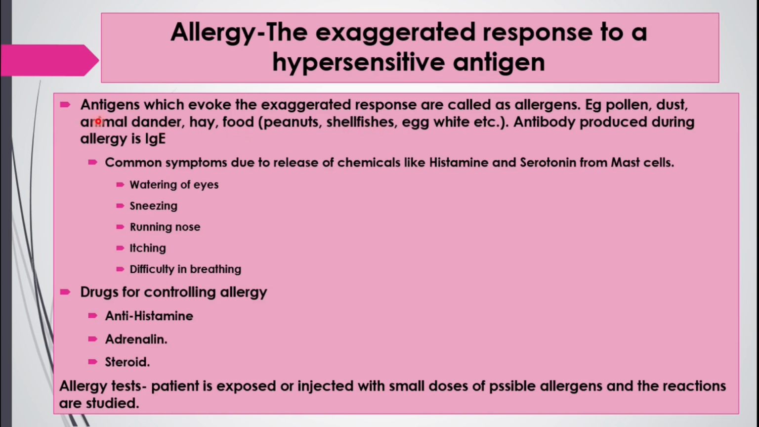Now, please understand that everyone need not be allergic to a particular substance. Allergens differ from person to person, and the hypersensitive reaction also differs from person to person. Now let us see what exactly happens. When any of these antigens enters a person's body, it starts producing antibodies. And the antibody which is produced in the case of allergy is IgE.